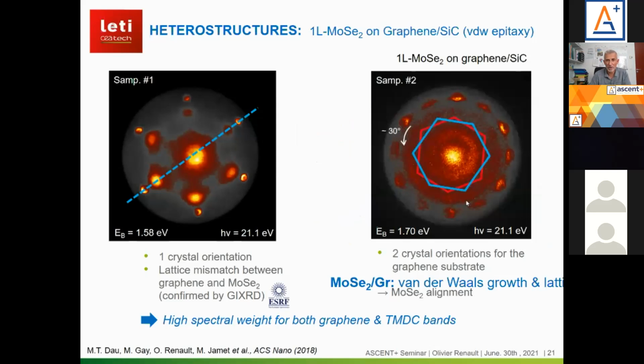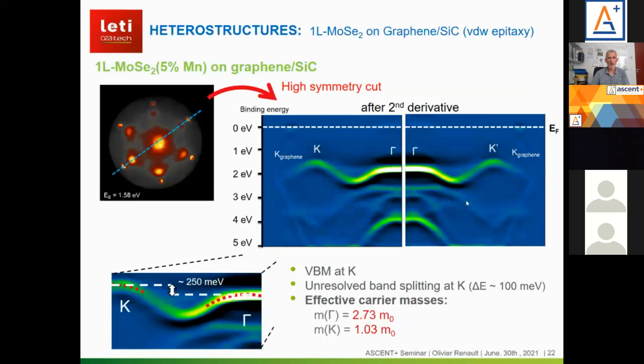On another kind of sample, you see that you have a band structure which is very much different, with different sets of K points, which means that you have two crystal orientations for the graphene substrate, and therefore also two orientations for the molybdenum diselenide. Okay, so this is again a band structure derived from a symmetry cut of the KPEEM data, where you find again the valence band maximum being at the K point, which is a fingerprint of monolayer molybdenum diselenide, and again you can derive the effective carrier masses.